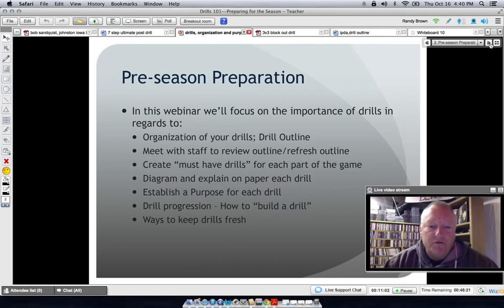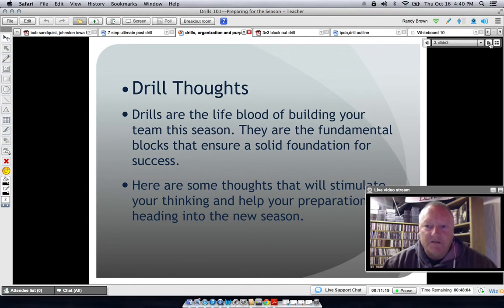There is also a drill progression that I want to address, and I called it build a drill. It's just how you start on the floor from introducing the drill all the way to making it competitive. And then lastly, ways to keep drills fresh. So let's jump right into it.